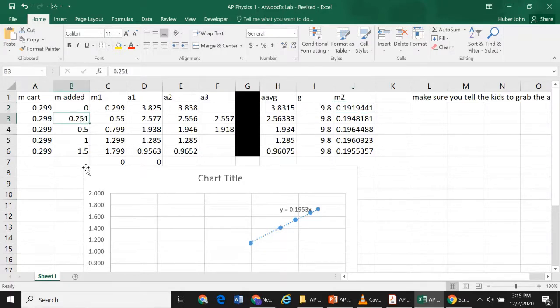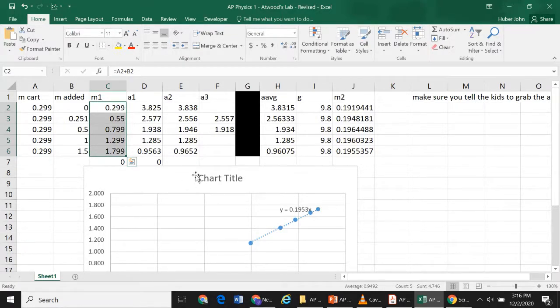And so notice I added some masses, and then I measured some accelerations, averaged them together. Now I've got a bunch of data points. I did this for 1/4 of a kilogram added, 1/2 kilogram, 1 kilogram, and then 1.5 kilograms added. So these are my total values for the mass of the cart system.